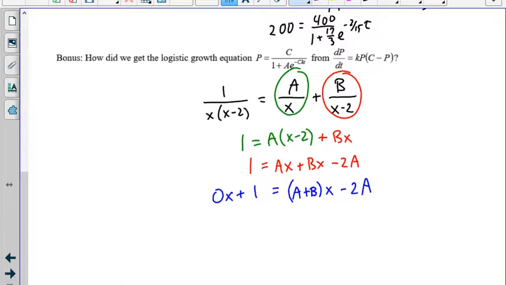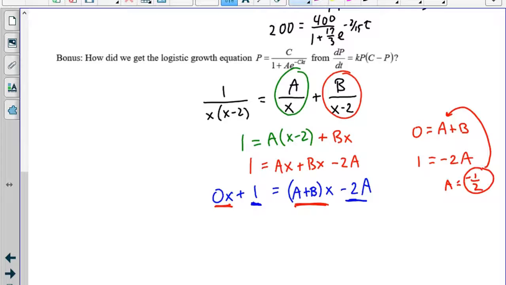So I have two different things that I can match up. I have 0x must equal (a plus b)x because they're in the same part of the equation, and I have 1 equals negative 2a. So I can say 0 equals a plus b, and 1 equals negative 2a. I solve and get a equals negative 1/2, and when I substitute this in, I get b equals positive 1/2.